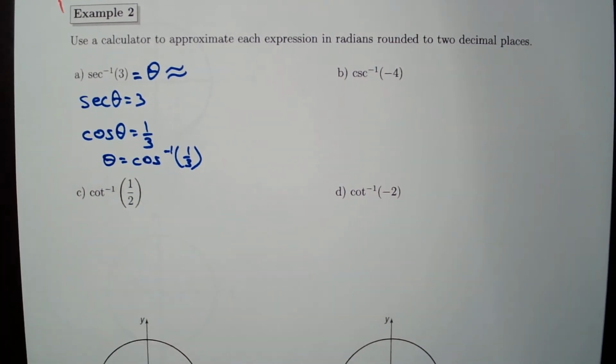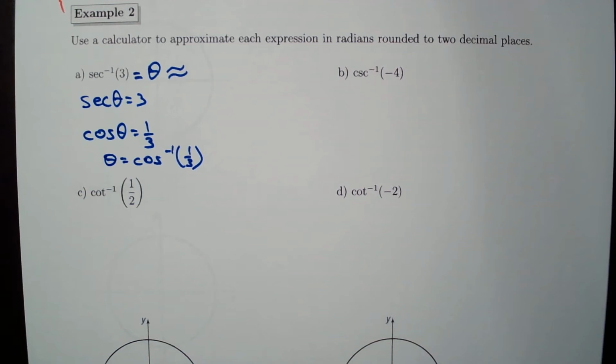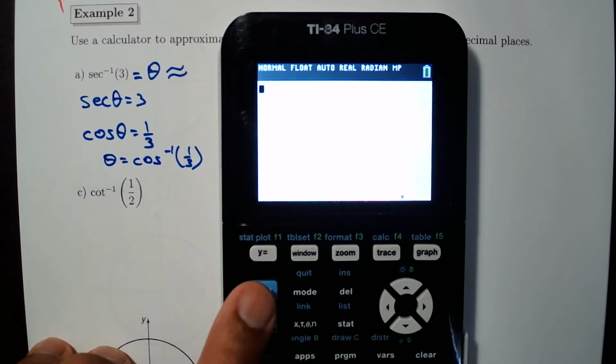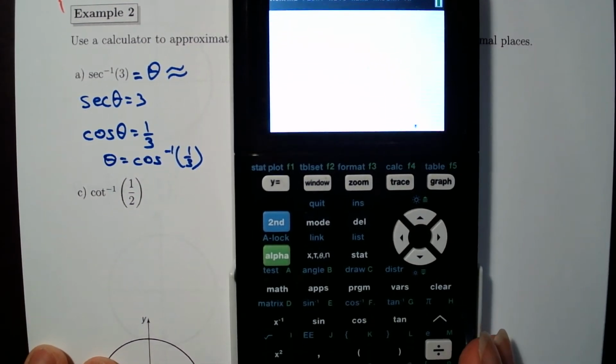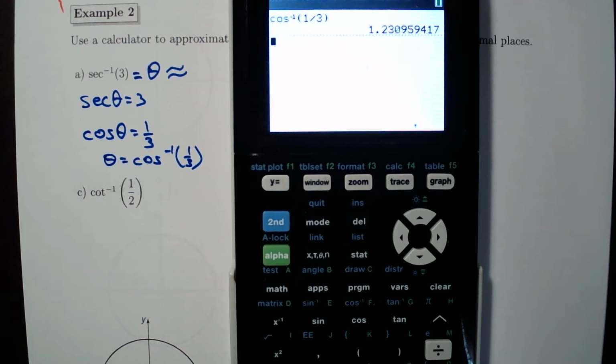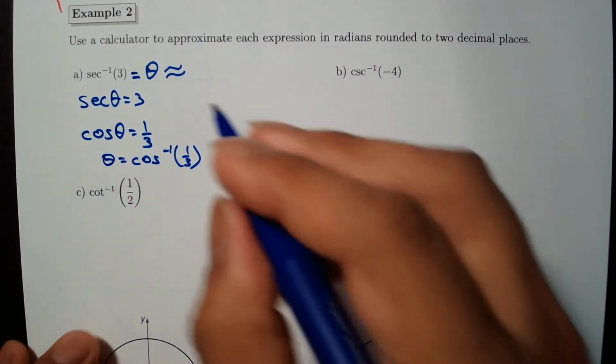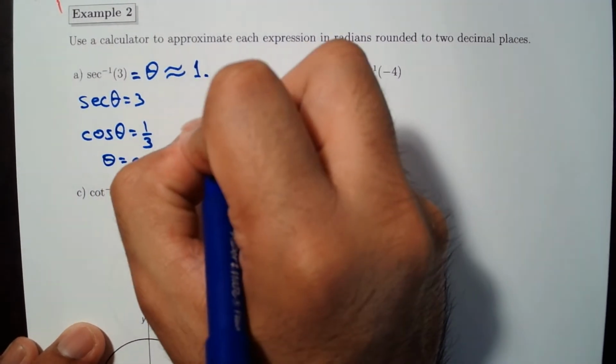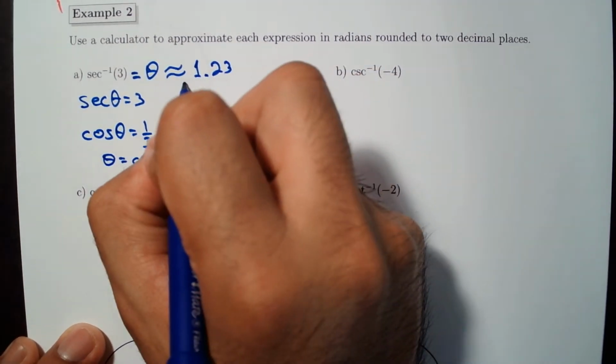Cosine inverse of 1/3, we can evaluate using the graphing calculator. Be sure that the calculator is set to radians. So what we do is simply press second cosine to get the cosine inverse of 1/3. In this case, we're going to get 1.23 rounded to two decimal places. That's good enough. 1.23, so that's what we want to put in here.